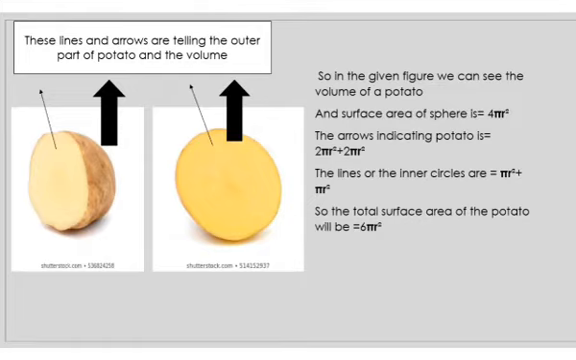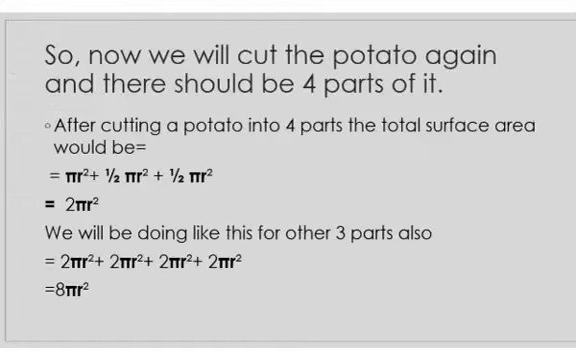4 pi r square. The arrow indicating potato is 2 pi r square plus 2 pi r square. The thinner line or the inner circles are telling the volume, that are pi r square plus pi r square. So the total surface area of a potato will be 6 pi r square.